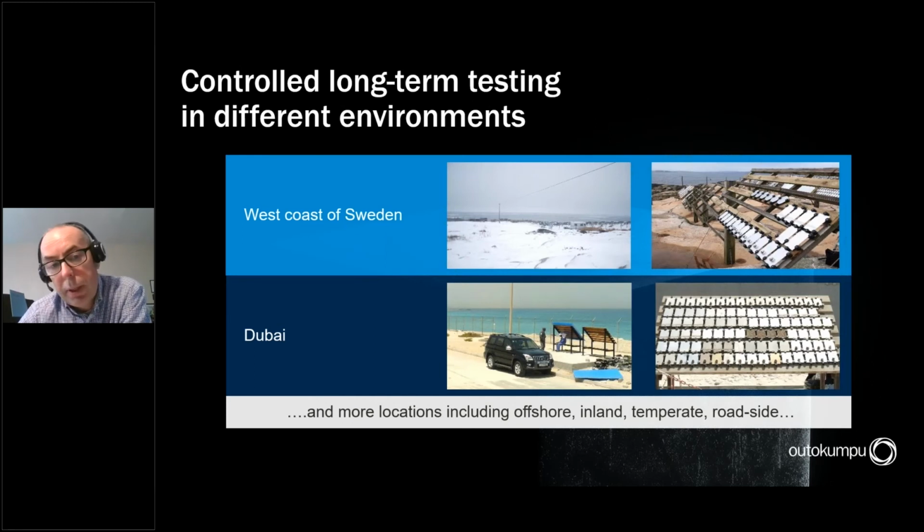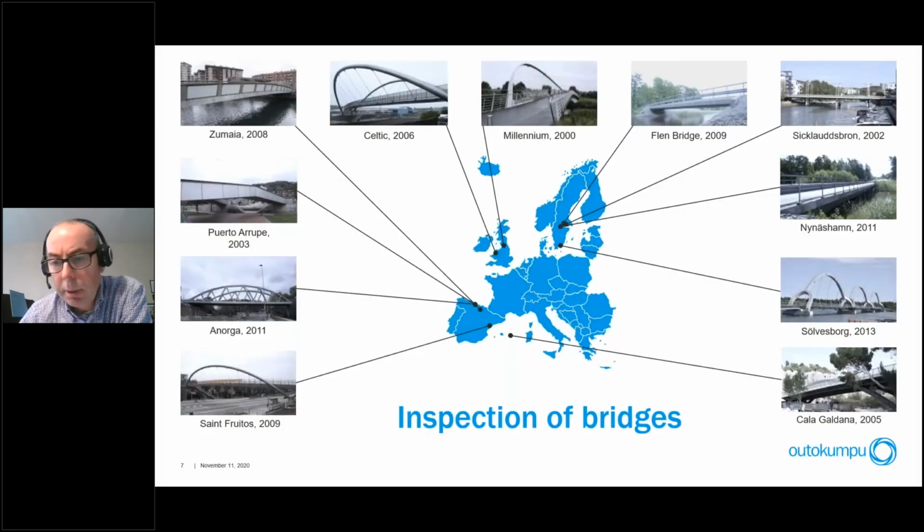And just two examples here, but many more locations, of course, are interesting to be tested, and we do that in offshore, inland, temperate, roadside environments where de-icing salts might be used. So this type of data has been extremely useful in helping bridge engineers decide which grade to use. But there's nothing quite like coupling that type of data with what happens in real life.